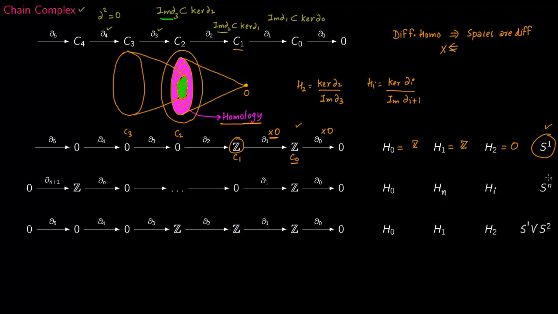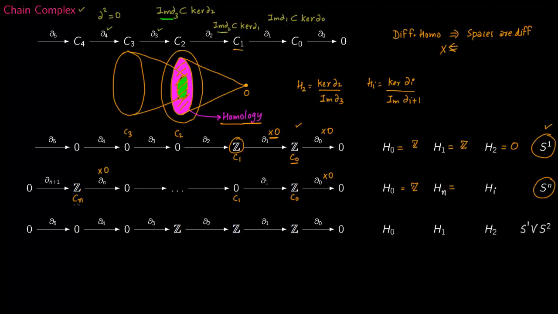Now we talk about the sphere Sn. The complex looks like this. This delta 0 is multiplication by 0. In C0 you have integers, C1 is 0, C2 is 0, and so on. In the part Cn you have integers again. All these maps are multiplication by 0 and 0 is coming in. So again the same case, precisely the same. You just have integers here; you mod out by 0, and just get integers.